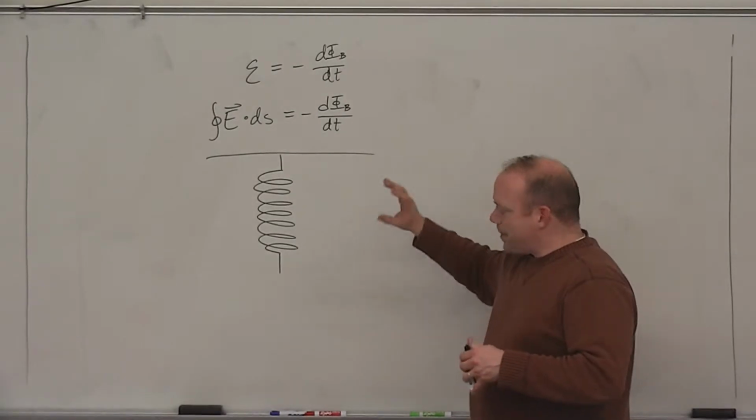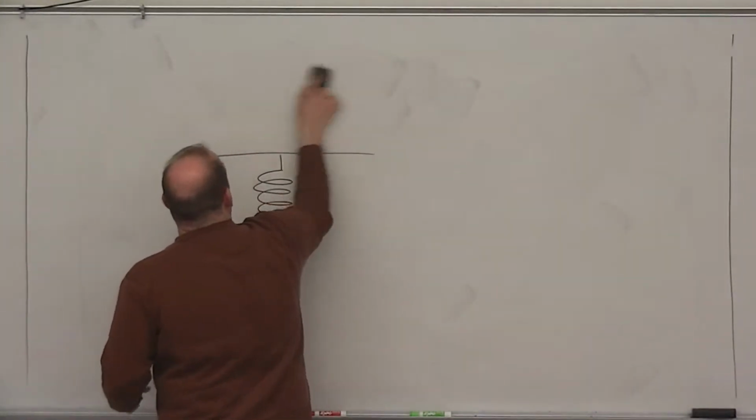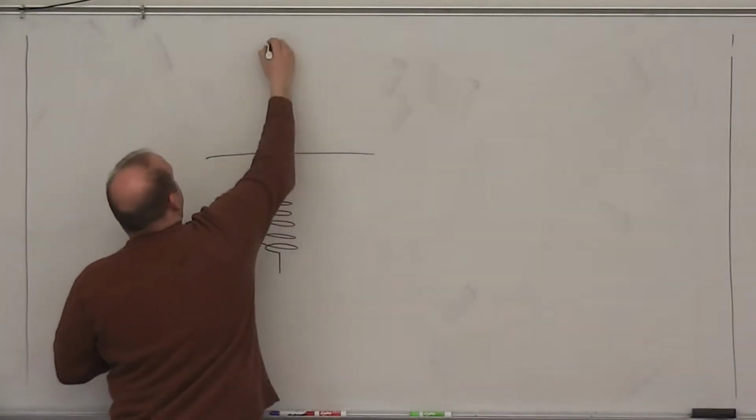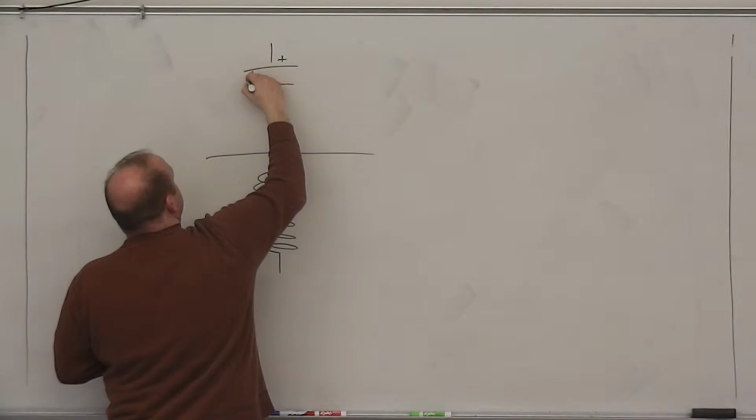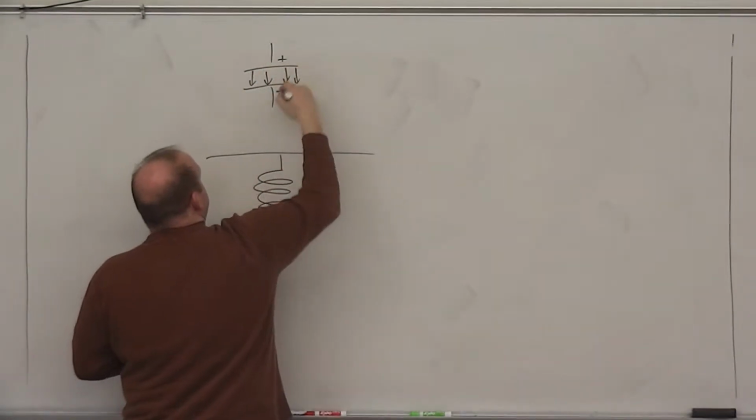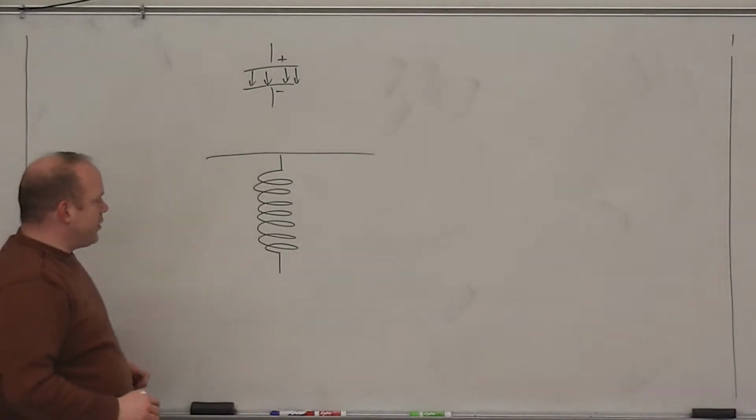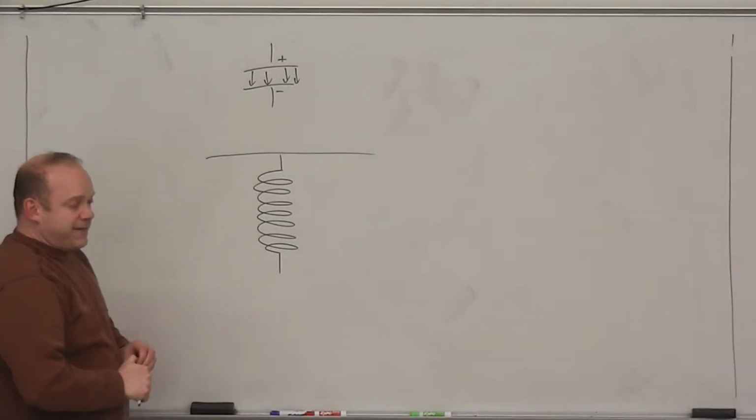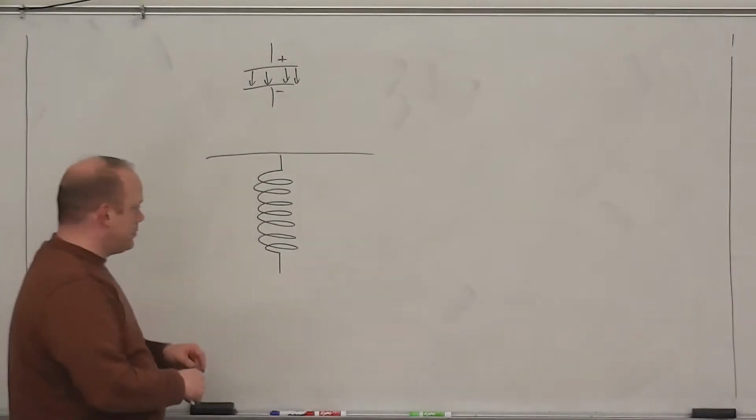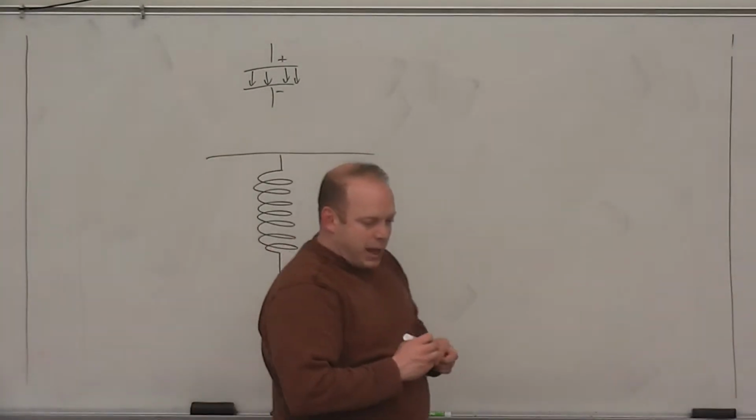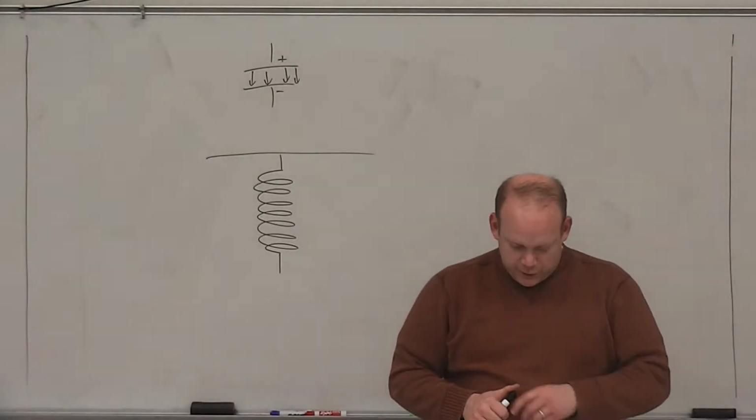A parallel plate capacitor took charge to make an electric field that would affect current. Well, here I'm going to take current to create a magnetic field, which in turn will affect the current. So you need current to affect current. All right. Now, we're going to come up with a term here.